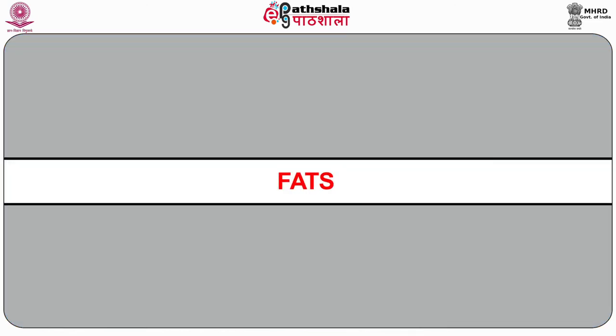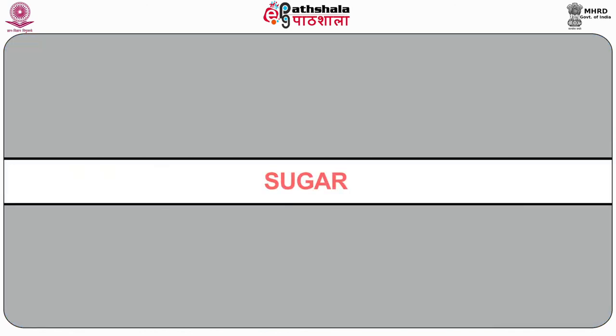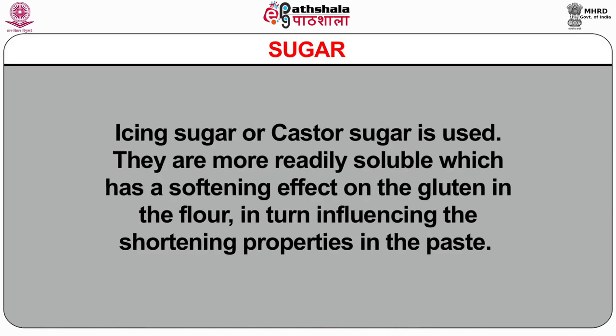Fats. Depending upon the product being made, a fat like butter or a special shortening like margarine provides better management of the paste while preparing it. Sugar. Icing sugar or caster sugar is used. They are more readily soluble, which has a softening effect on the gluten in the flour, in turn influencing the shortening properties in the paste.